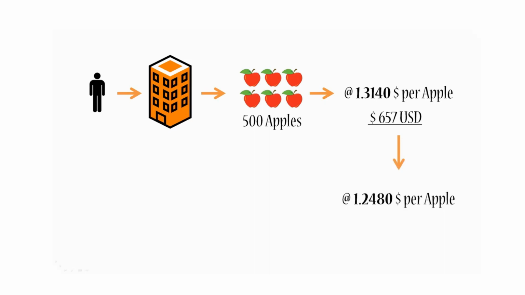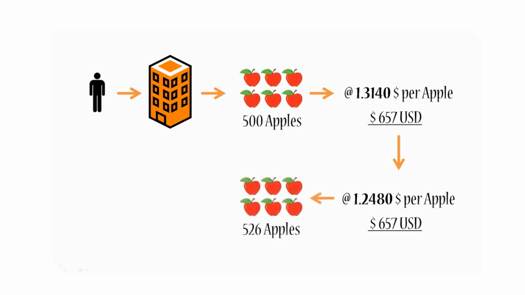So once the price for apples drops and it hits about 1.2480 American dollars per apple, guess what? You still have those $657 that you got in exchange for your apples a couple of days or weeks earlier. So what are you going to do with these $657 now? Well, you're going to go and you're going to buy back apples. Now with your $657, you can buy 526 apples.